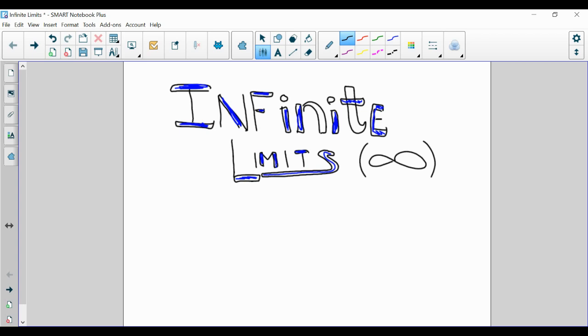All right, last topic for this unit is looking at infinite limits. So we've been kind of fixated on the limit of a function approaching a particular value, like the limit as x approaches 5 or x approaches 3. But what happens when we go to the extremes? What happens when x is approaching positive infinity or negative infinity?